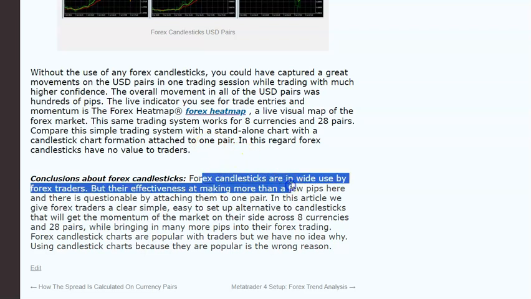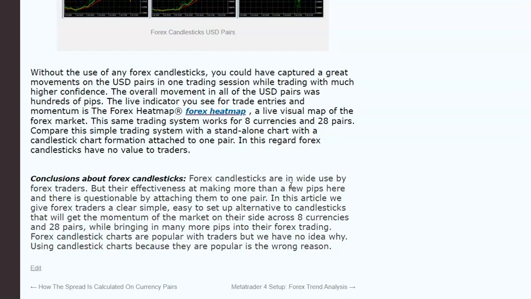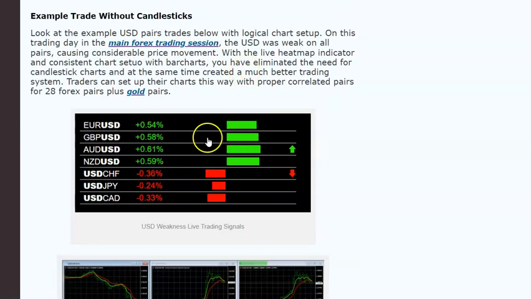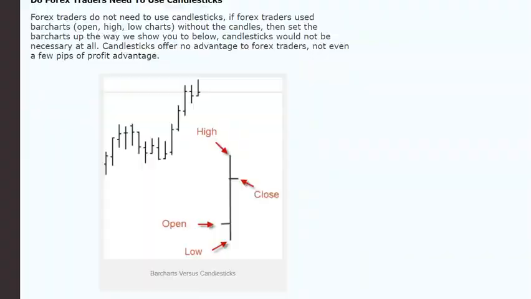So Forex candlestick charts are in wide use, but we don't really see any advantage. If you use candlestick charts on an individual chart, you're going to get into a lot of trouble and you're going to lose a lot of money and a lot of pips, no success. But if you start setting up your charts by individual currency, similar to our heat map tool, you'll start to see more pips than you ever thought possible, and it'll open up the possibility of trading a lot more pairs.